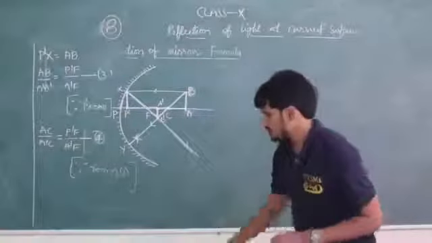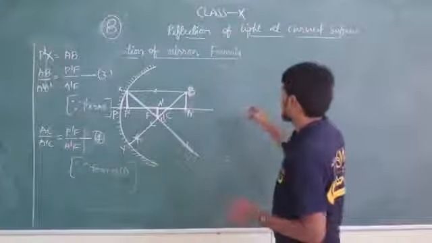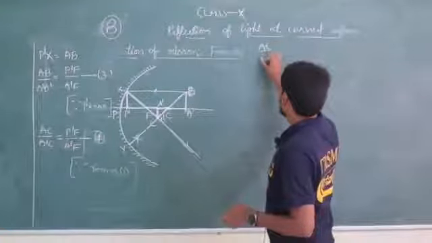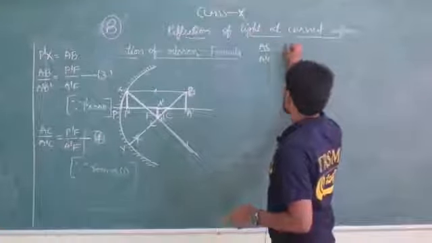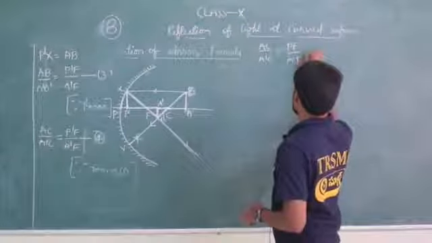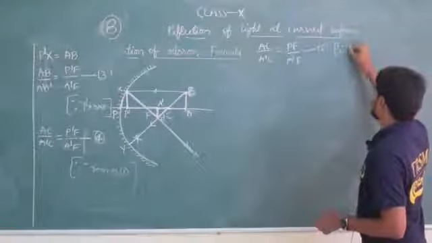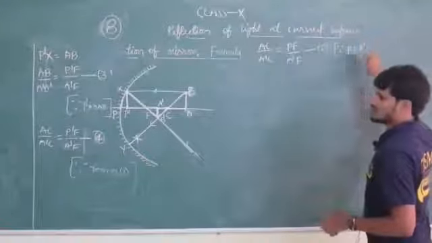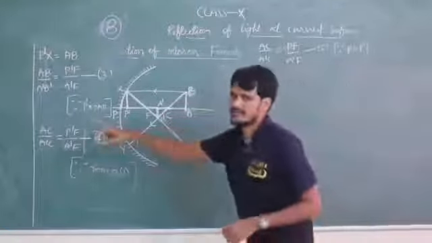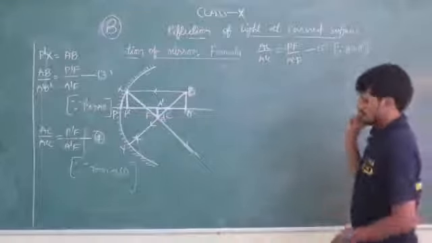So what is equation number 4? AC by A dash C equals P dash F by A dash F. Now write AC by A dash C equals PF by A dash F. Say this equation number 5. So why? Because P equals P dash. P equals P dash. Got it? So I am just changing P dash as P because P equals P dash from the given figure. Okay.